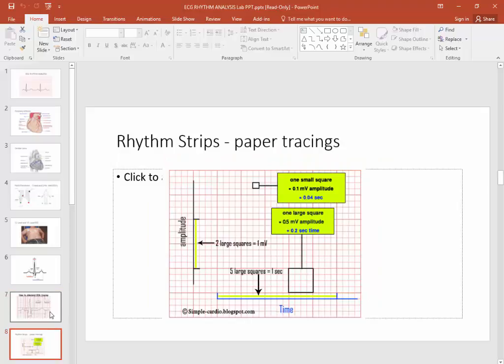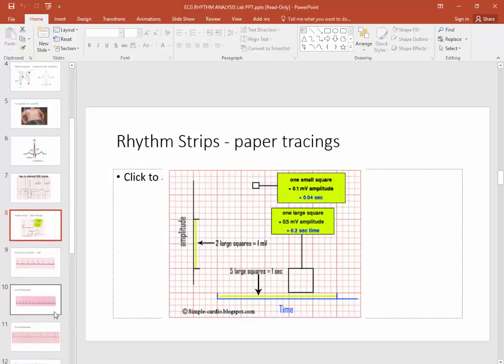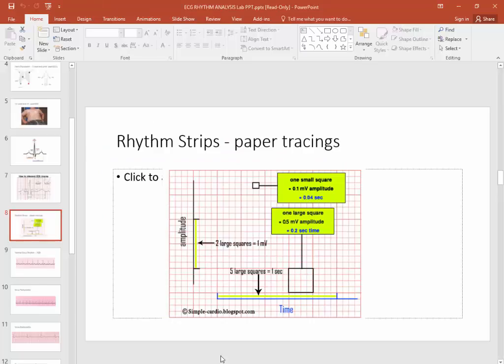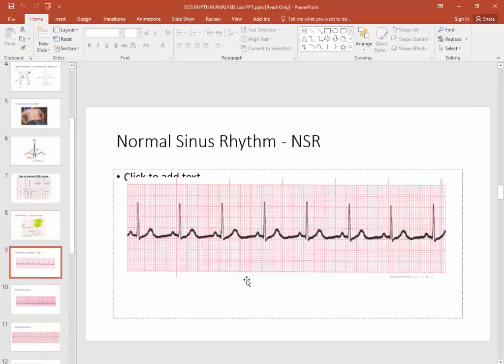All right, so if we look at rhythm strips, they're on special paper with these squares. I'm going to make this bigger. If we look at these large squares, one large square represents 0.2 seconds in time. So if we look at this one here, this is what my rhythm strip looks like.